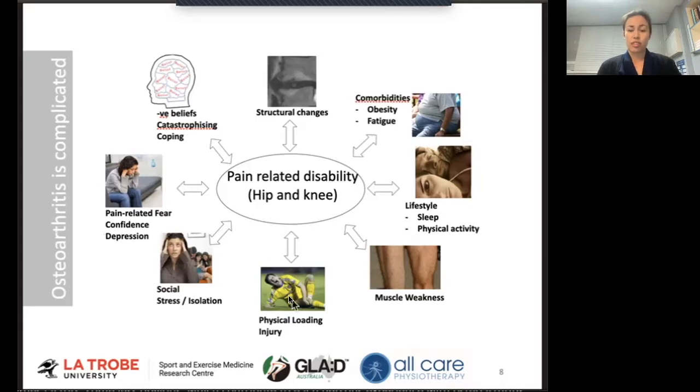Overload or a history of an injury, muscle weakness, lifestyle factors such as poor sleep and lack of physical activity, and comorbidities such as obesity and fatigue. The good news is that many of these factors can be changed with appropriate guidance and support, which will then have a positive effect on your pain.